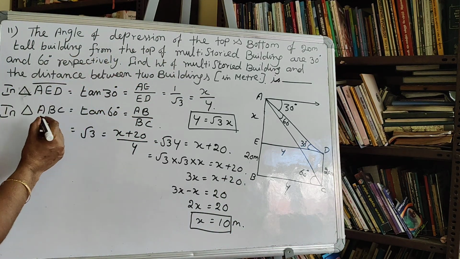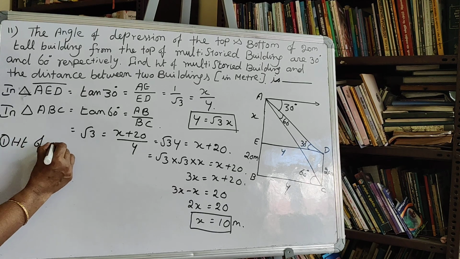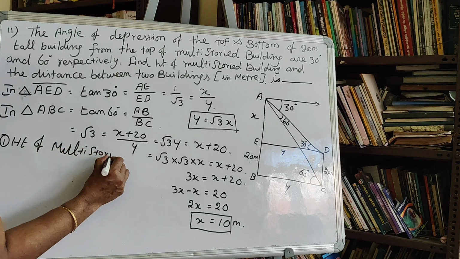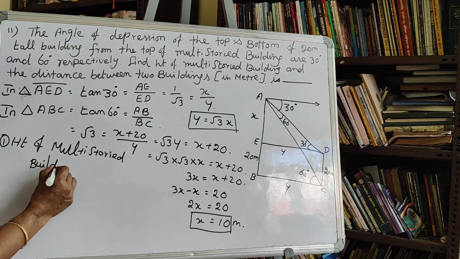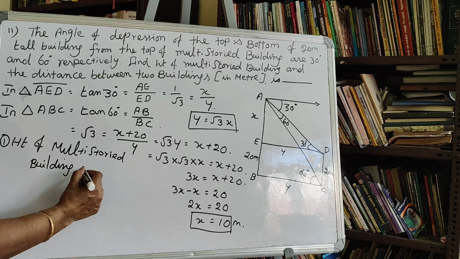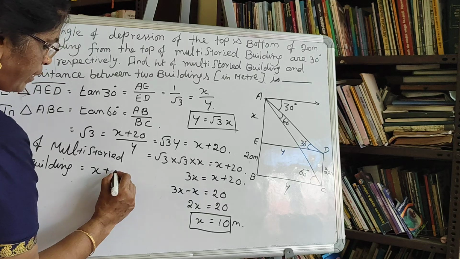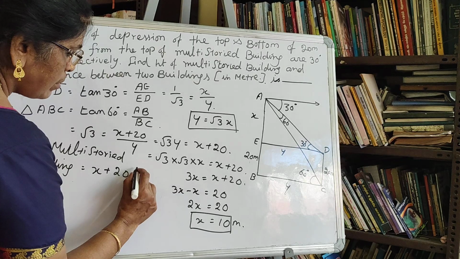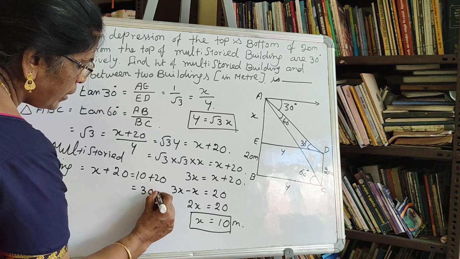Now the questions. The height of the multi-story building. First question is the height of the multi-story building equals X plus 20, the height of the multi-story building, X plus 20 equals 10 plus 20. 10 plus 20 equals 30 meters.